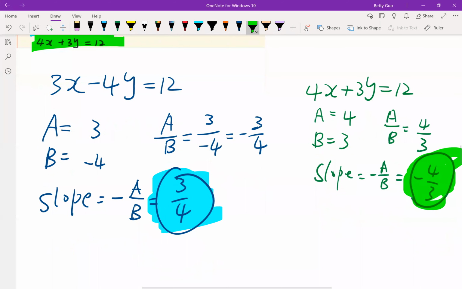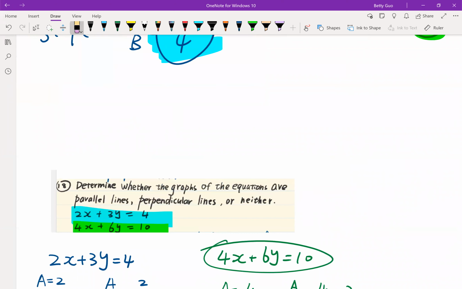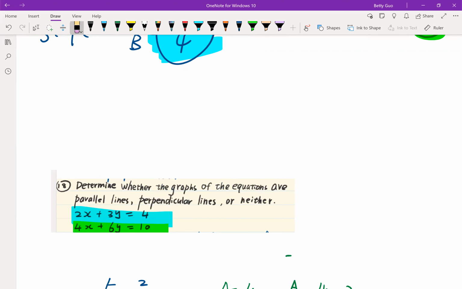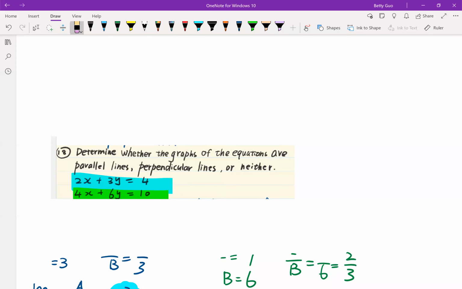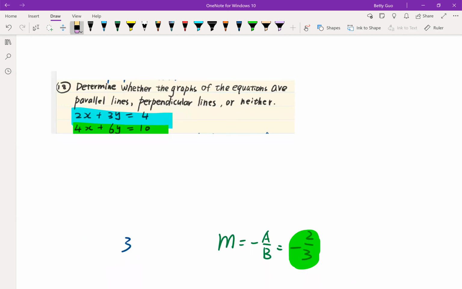Number 18. I'm going to give you 1 minute. Why give you 1 minute? Because we are running out of time and we have to finish all the review. I give you 1 minute to help me find the slope for the 2 straight lines. Can you do that?